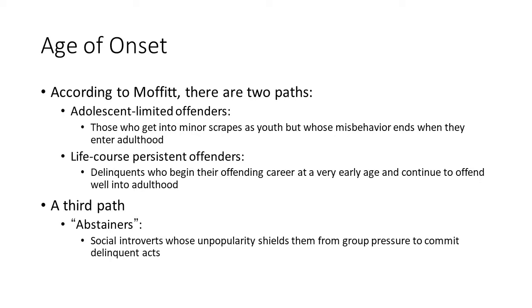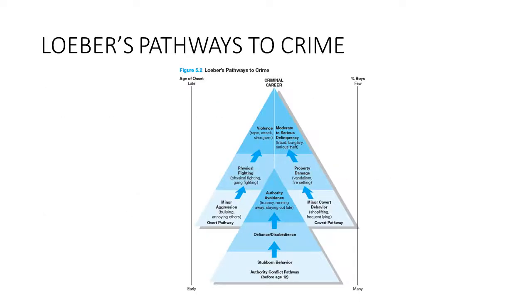There is a third group, the abstainers. These are kids that never break the law or engage in adolescent misbehavior. We might call them the good kids, but they put them in two groups. Social introverts, their unpopularity is what shields them from peer pressure to commit delinquent acts. And then there's the pro-social abstainers. They abstain from delinquent behavior because of parental monitoring and strong moral beliefs rather than social isolation. But there is the third path to delinquency, and those that do not commit crimes.